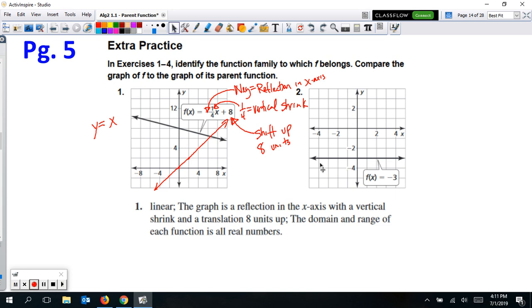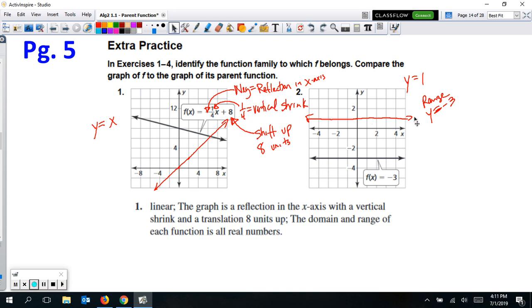All right, number 2, you can see it's a horizontal line. That's going to be a constant function. And remember, our parent graph for the constant function is just y equals 1. So if we were to graph that, we would just draw a horizontal line through 1 right there on the y-axis. That's our parent function. So the only thing that happened here is that it moved down, down to -3, which actually moves it down 4 units.